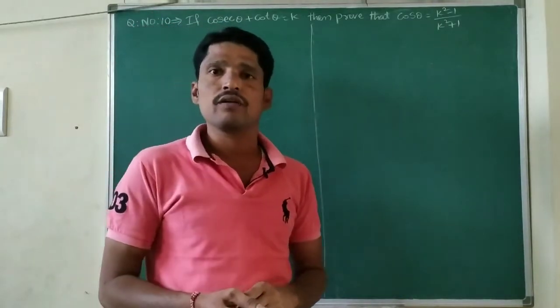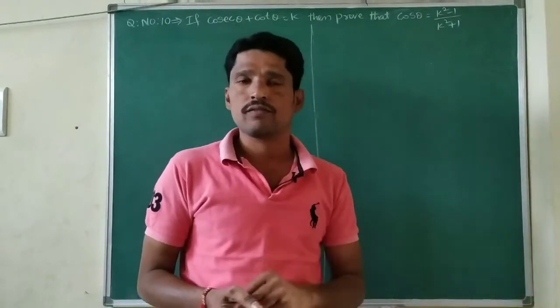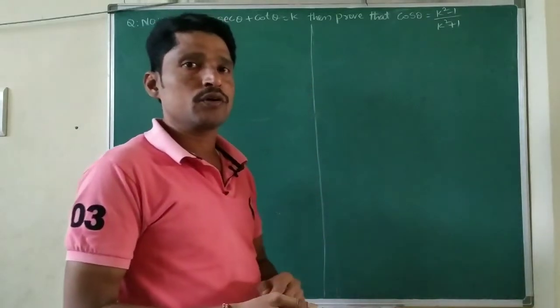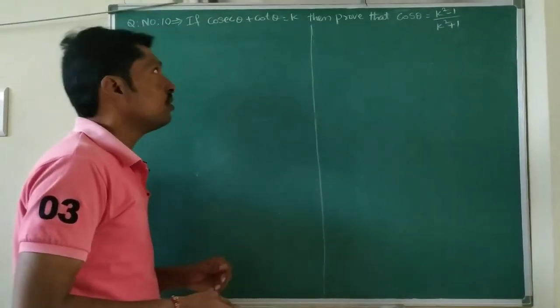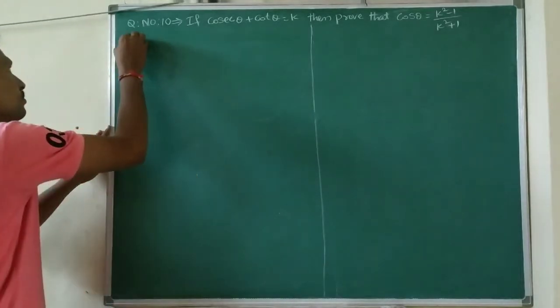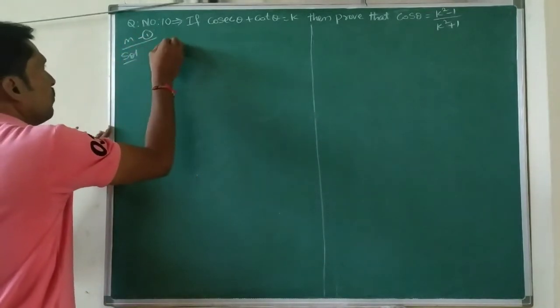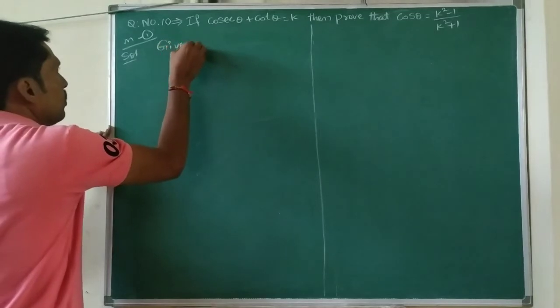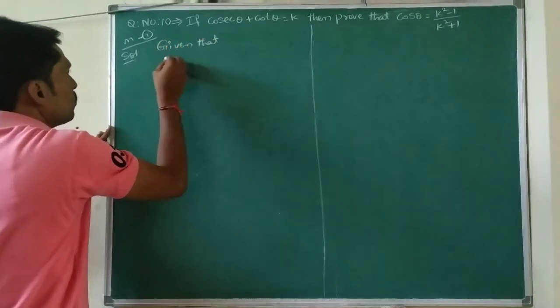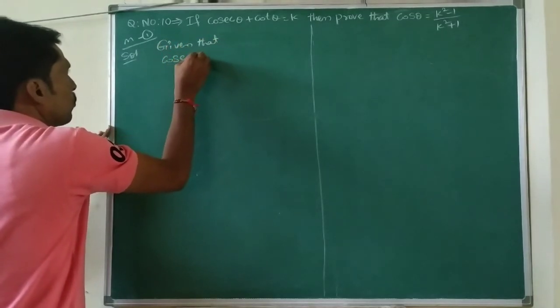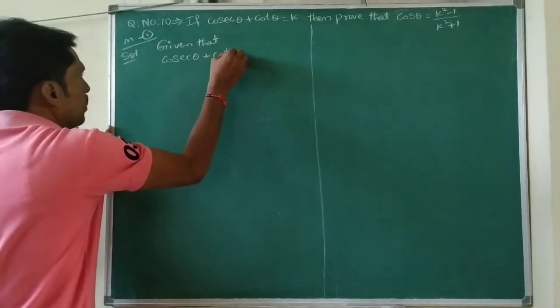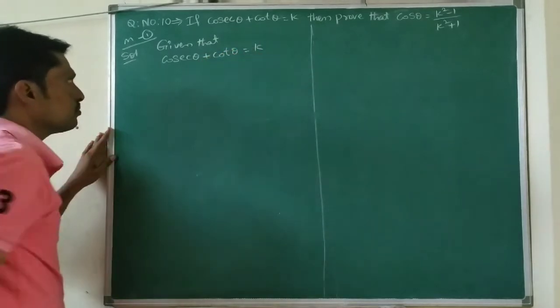This type of problems are very important for 4 marks. So this problem I am going to explain in 2 methods. So method number 1. So solution, I am taking given that cosec theta plus cot theta equals k is given.